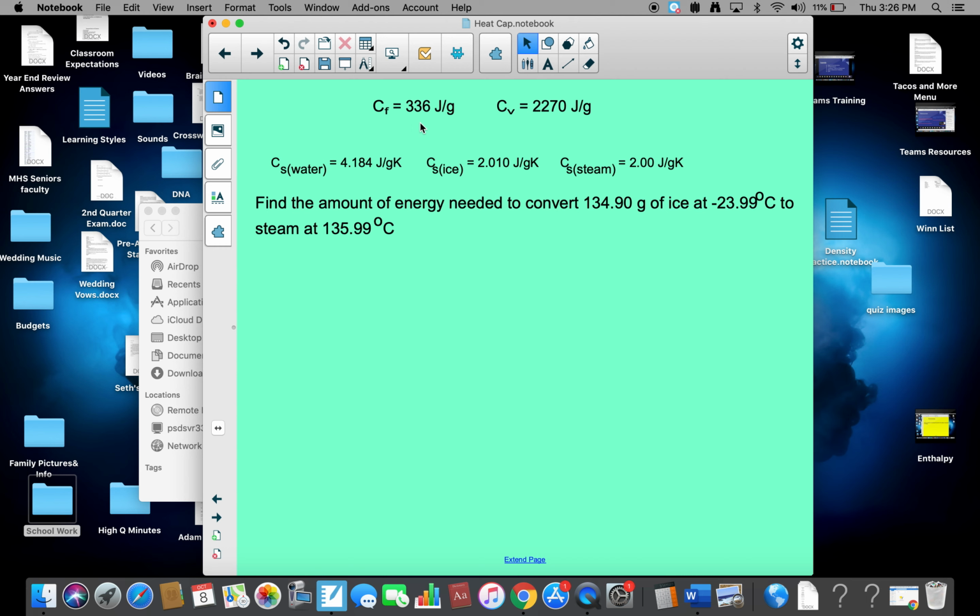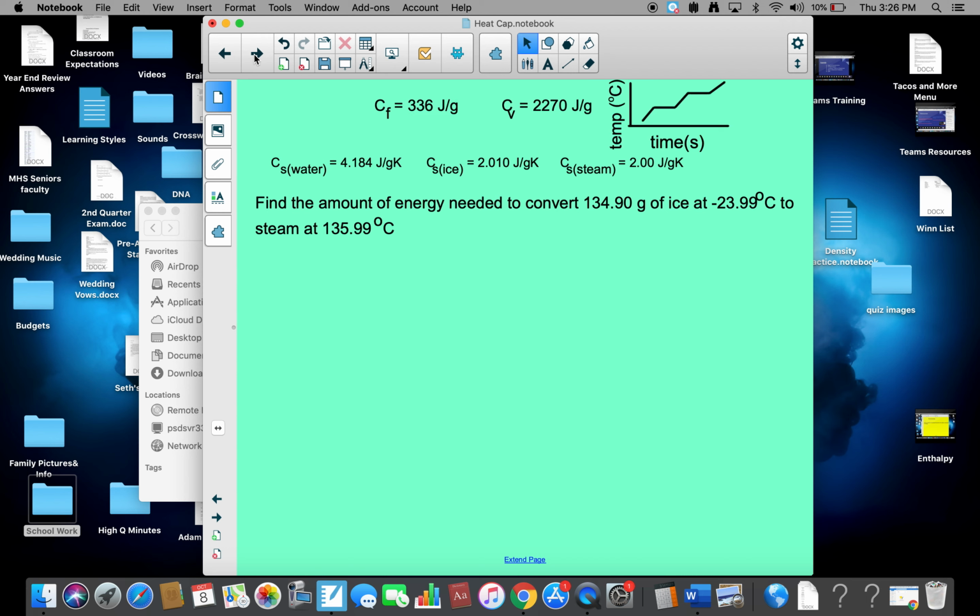Remember, the C of F of water is 336. C of V is 2270 joules per gram. The specific heat of water we dealt with last year. We also have the C of ice, which is 2.010 joules per gram degree Celsius, and the C of steam, which is 2.00 joules per gram degree Celsius.